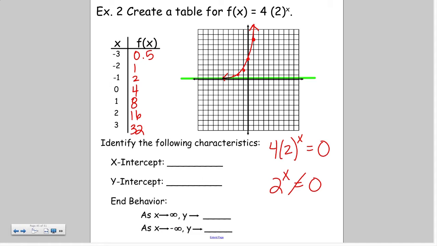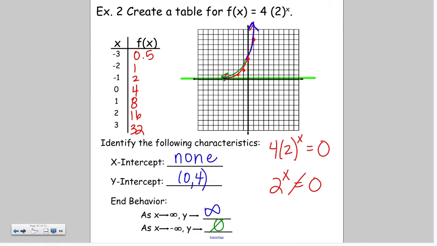So now, if I look at my characteristics, my x-intercept should cross that line that I just drew. Well, because it's an asymptote, it's never going to cross it. So this graph doesn't have an x-intercept. It's got a y-intercept at (0, 4). And that's either from the graph or from the t-chart, either one. Alright, so now my end behavior. X is going out towards positive infinity here. Y is going up towards positive infinity as well. As x is going out towards negative infinity here, y is getting really, really close to that asymptote of 0. Never touching it, but approaching it.